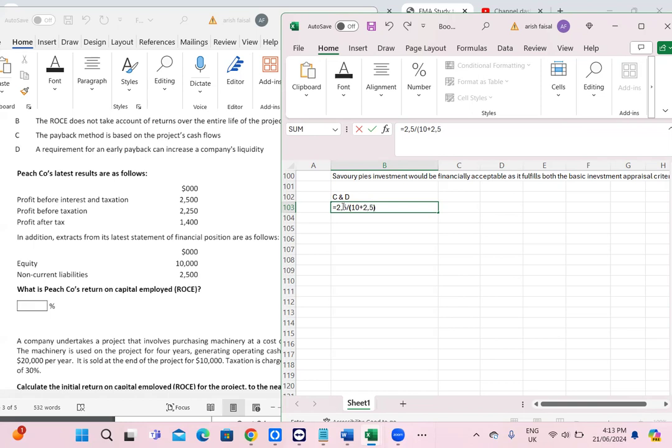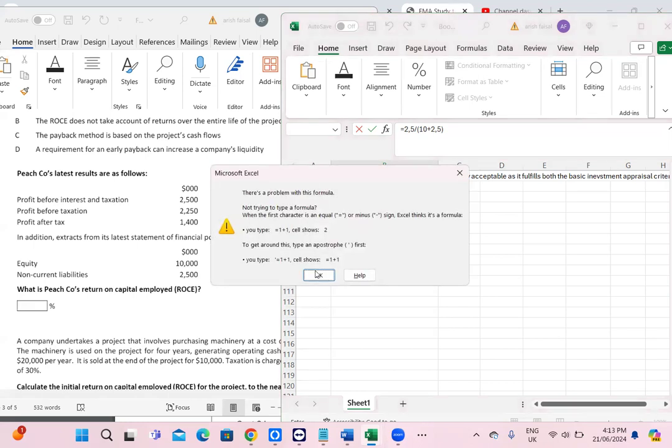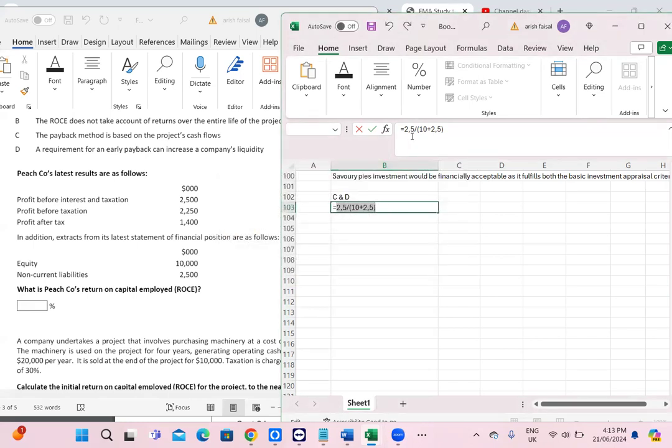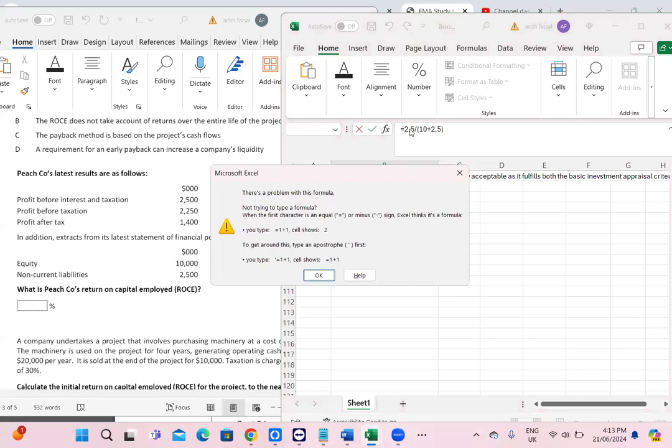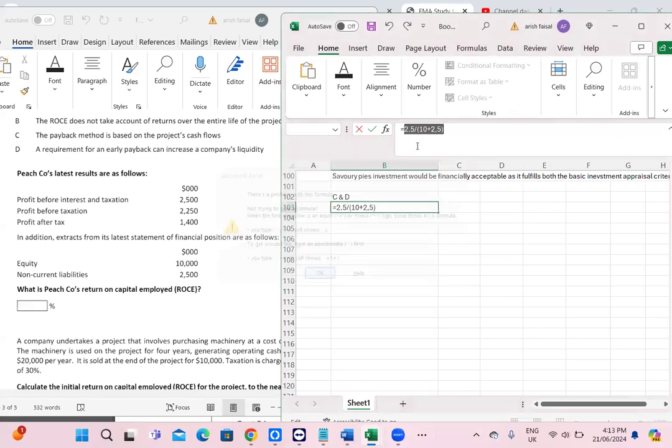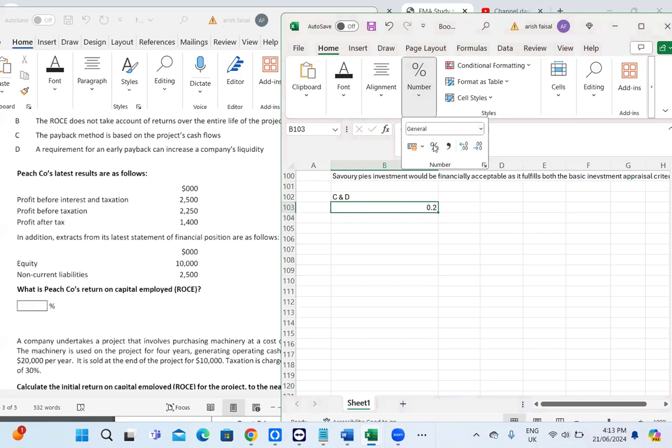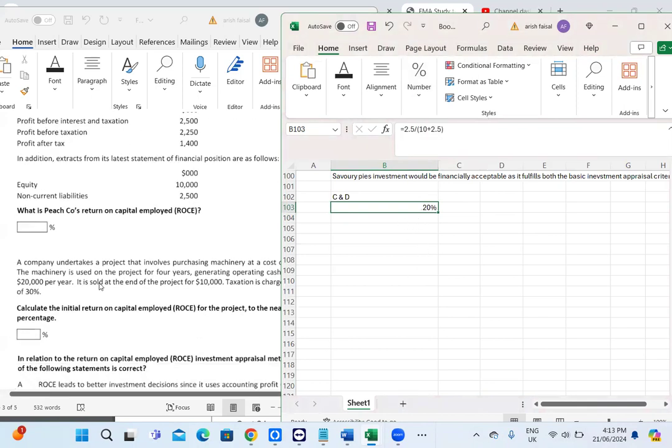So in this case, your ROCE will be 2.5 million divided by 12.5, because 10 million is your equity and 2.5 is your non-current liabilities. Okay. So this will give me around 20% ROCE for this company Peach. Okay.